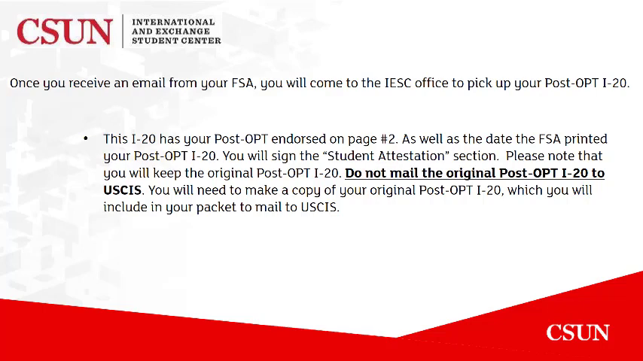Once you receive an email from your FSA, you will come to the IESE office to pick up your Post-OPT I-20. This I-20 has your Post-OPT endorsed on page 2, as well as the date the FSA printed your Post-OPT I-20. You will sign the Student Attestation section. Please note that you will keep the original Post-OPT I-20. Do not mail the original Post-OPT I-20 to USCIS. You will need to make a copy of your original Post-OPT I-20, which you will include in your packet to mail to USCIS.